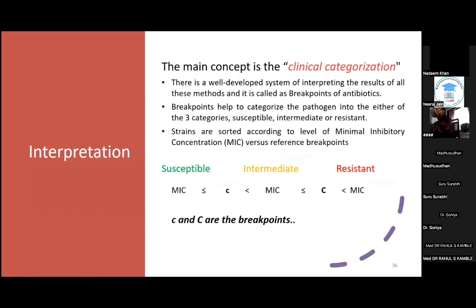Coming back to how to interpret the microbiology reports, the main concept is the clinical categorization. When we get the MICs from the different methods, like broth dilution and the automated method, it is interpreted as resistant, intermediate, or sensitive in correlation with the breakpoints. If the MIC is more than the breakpoint, it is interpreted as resistant. If it is less than the breakpoint, it is interpreted as susceptible. If it is in between, it is interpreted as intermediate.